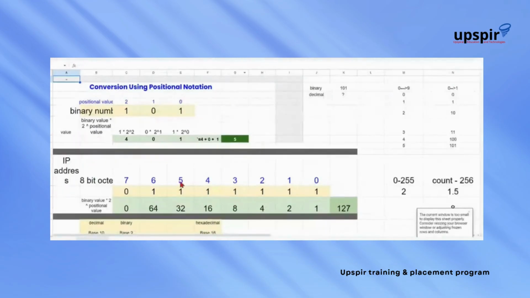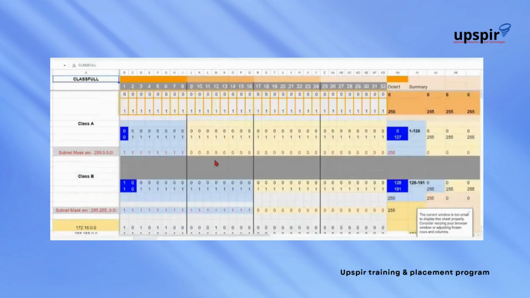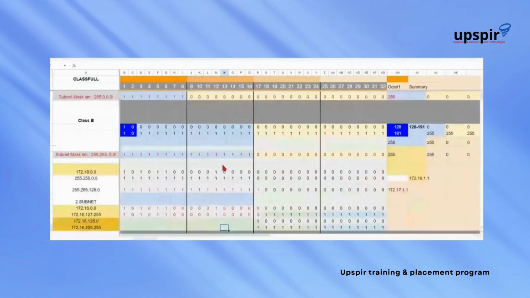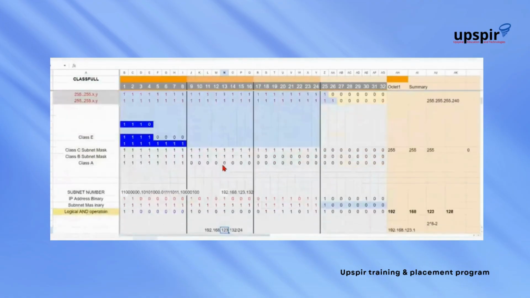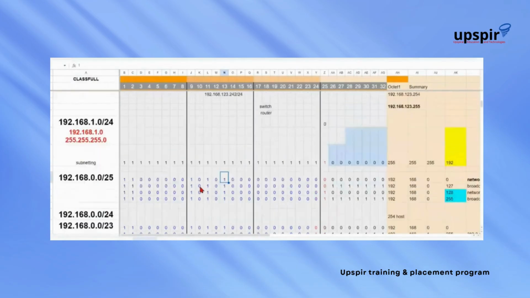So now the question is, how do we do subnetting actually, right? Here I will just take a few examples and show you how the subnetting happens. Okay, so this is our example.